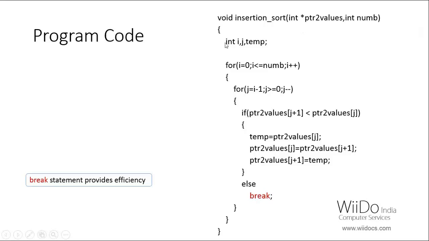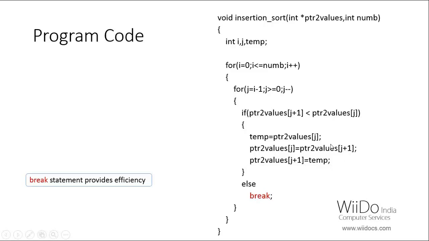Okay, so then we'll be declaring 3 integer variables i, j and temp. Then an external for loop where i is initialized to 0, i is less than or equal to num, and i++. In the inner loop, j is initialized to i - 1, where j should be greater than or equal to 0 for this loop to be executed, and j is decremented. Then a condition is checked whether pointer to values of j plus 1 is less than pointer to values of j. If this condition is true, then this logic is executed.